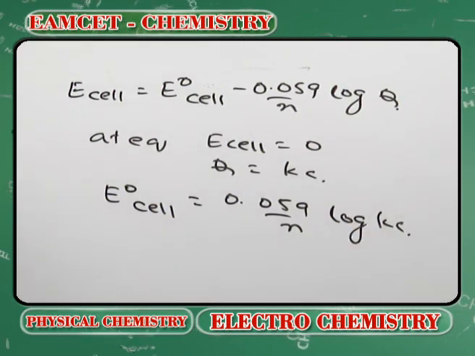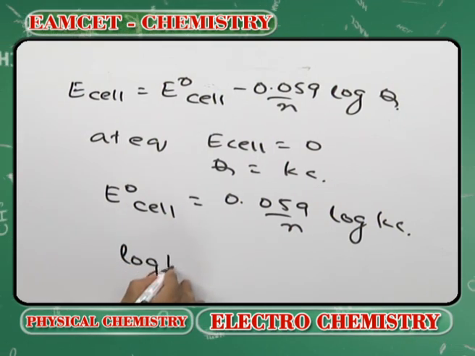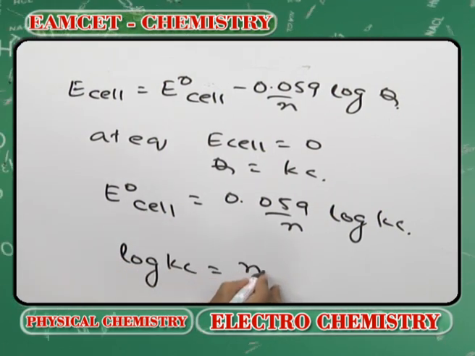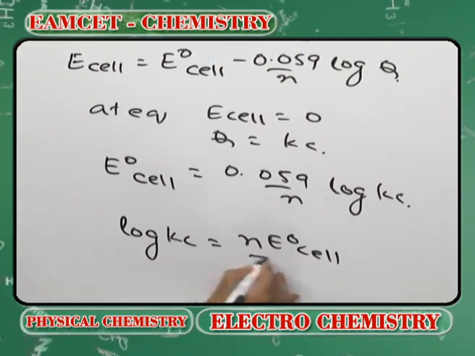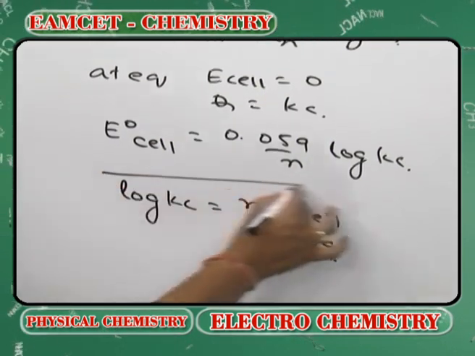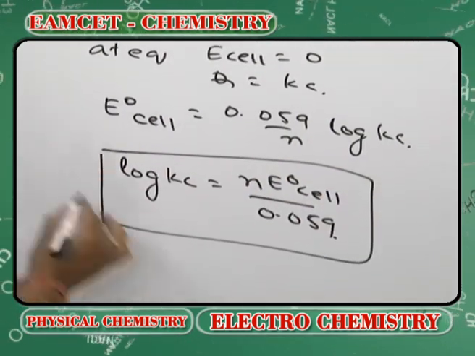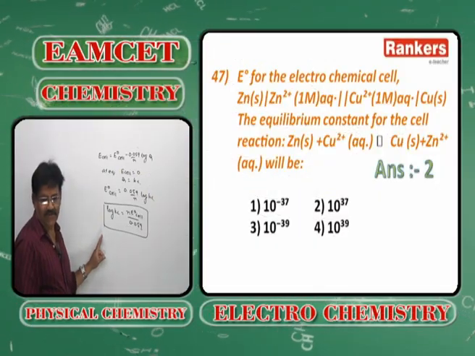Now log Kc is equal to n E naught of the cell by 0.059. This is the way I have to calculate the equilibrium constant.